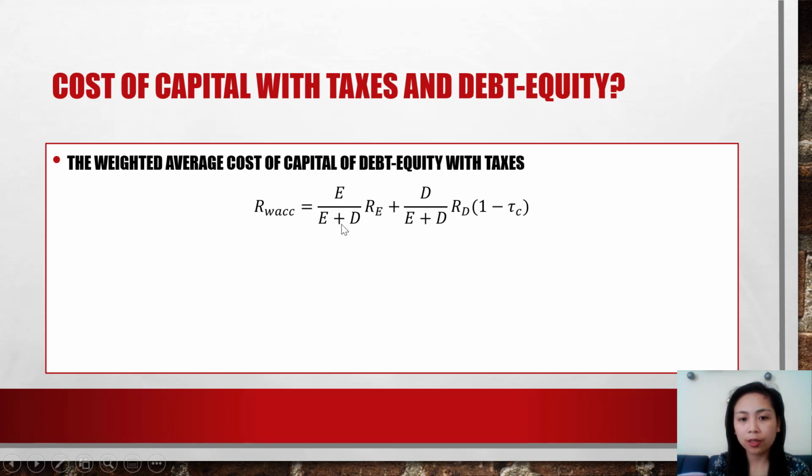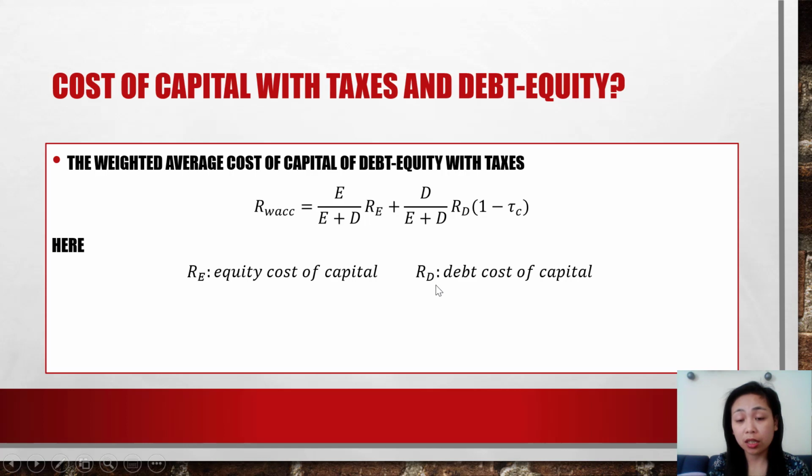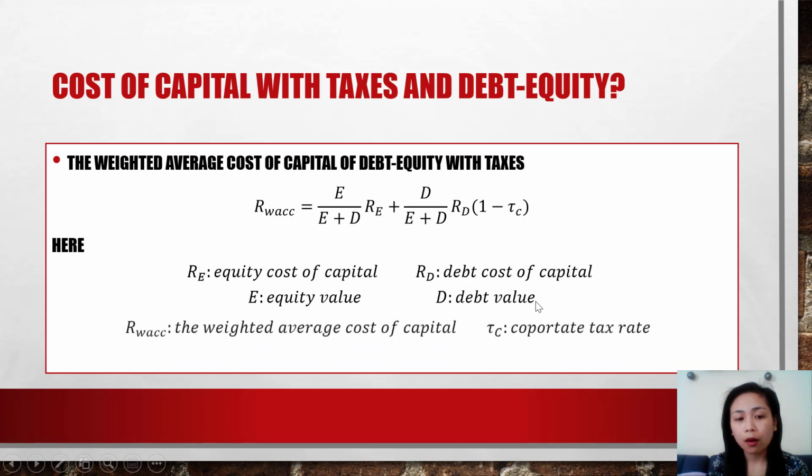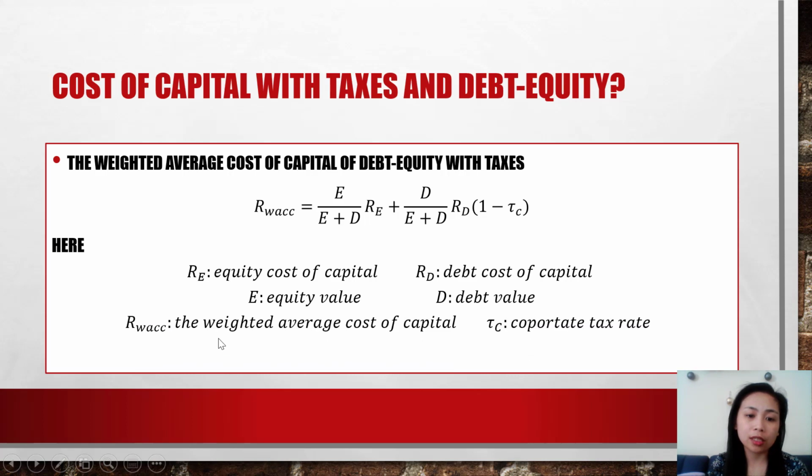So it is E over E plus D times RE plus D over E plus D times RD times 1 minus tau C. Remember, only when you have debt, you have to pay for taxes. So here tau C is the corporate tax rate. RE is equity cost of capital. RD is the debt cost of capital. E is equity value and D is the debt value. RWACC is the weighted average cost of capital, and tau C is the corporate tax rate.